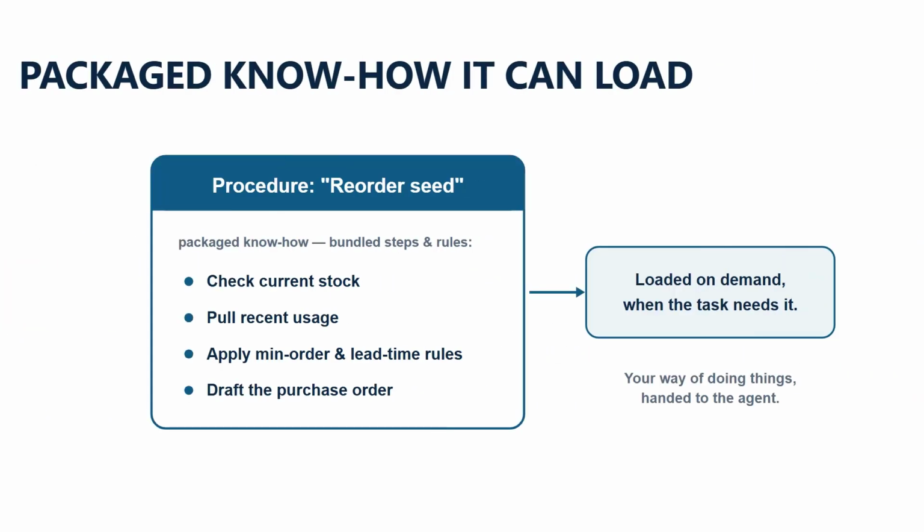Piece 3, package know-how. This is a specific procedure you save once and the agent loads it when it needs it. Take the reorder procedure on screen. It bundles the steps and the rules. Check current stock, pull recent usage, apply the minimum order and lead time rules, draft the order. Instead of hoping the agent figures out your process from scratch, you hand it the proven procedure. It is how you give an agent your way of doing things reliably, one task at a time.